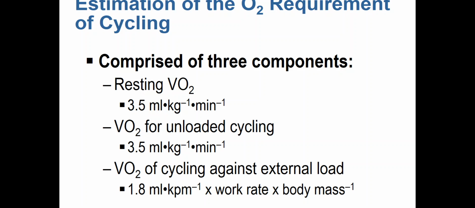If there's no resistance on the pedal, then we quantify the oxygen requirement the same way we do with your resting VO2. But if we have to take into account an external load, meaning that you're pedaling against a resistance, then we have to take into account the force that is being put on the flywheel. So for example, 1.8 milliliters per kilopond, and then you multiply by the work rate, and then you have to divide by body mass. So if there's an external load, then we have to take into account that load in order to accurately calculate the oxygen consumption.